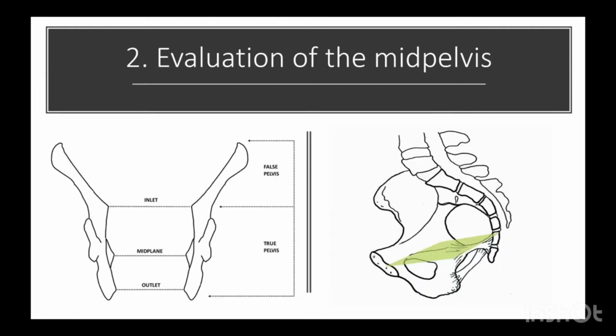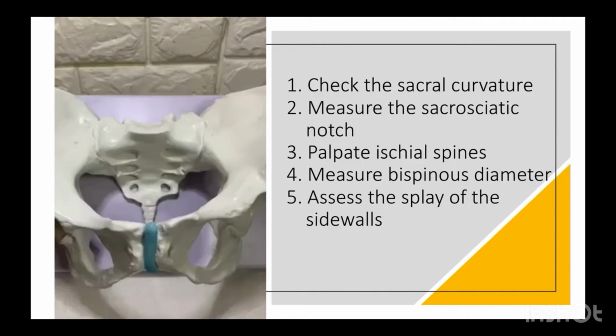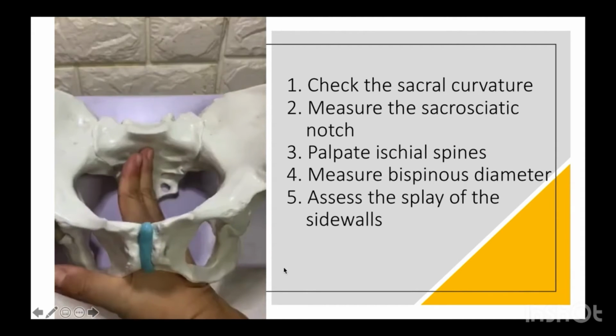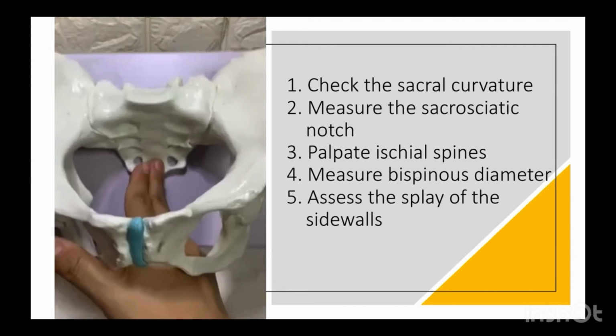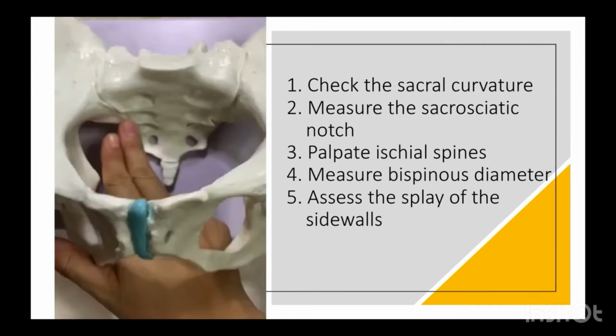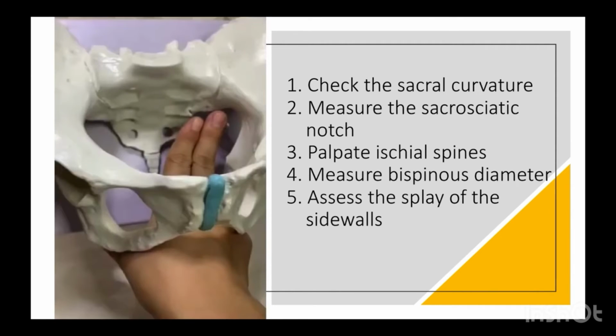Next, we evaluate the mid-pelvis. So here are the steps to evaluate the mid-pelvis. First, we check the sacral curvature. Then measure the sacrosciatic notch. And normally, this should accommodate 2 finger breadths.